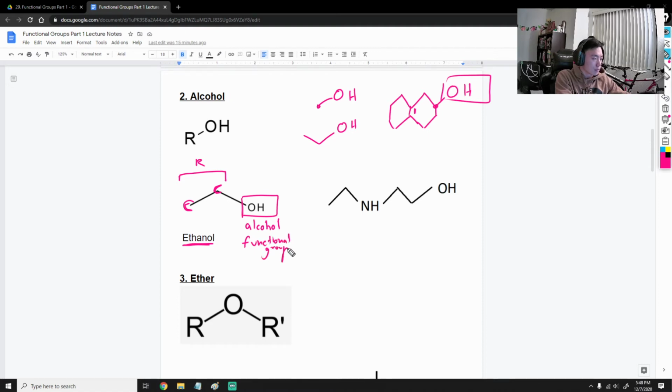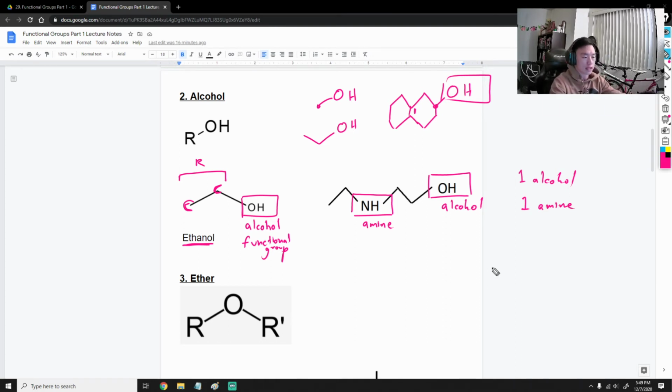Okay. This is another example right here. Now you're going to notice there's an OH connected to a carbon chain. So this would be an alcohol group, but you're going to notice that, hey, there's an N in between a carbon chain. So this right here would be an amine. So this molecule right here has one alcohol group and it has one amine group. Okay, so molecules can have more than one functional group. So just make sure you guys keep that in mind.